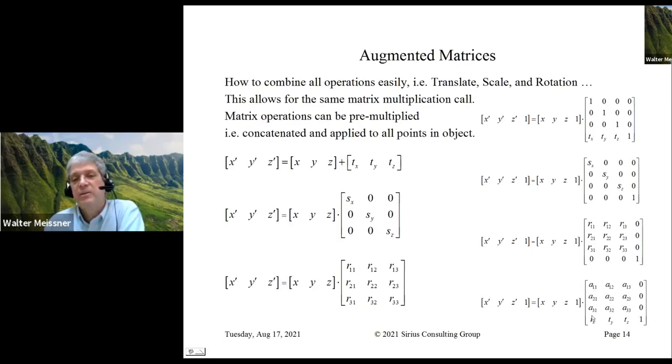There are some values in the 3x3. The translations are at the bottom. And the one is sitting on the diagonal here. So that simplifies the hardware and the programming, because otherwise for each operation, you have to check, well, what am I dealing with? Okay, send it to this routine and that routine.